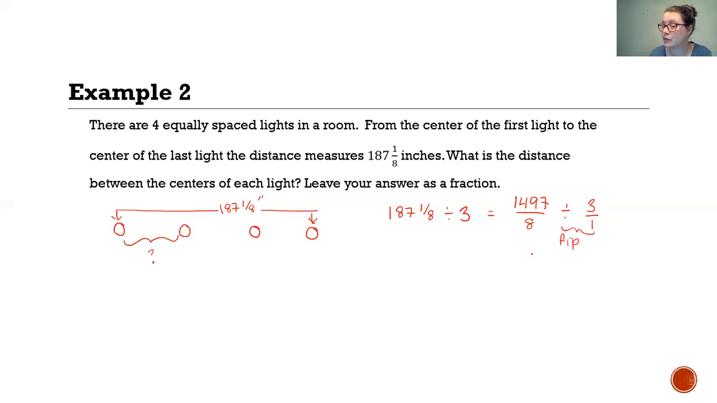Okay, we're going to flip this section. So that's going to give us 1,497/8 times 1/3. 1,497 times 1 is just going to stay the same. 8 times 3 is 24.